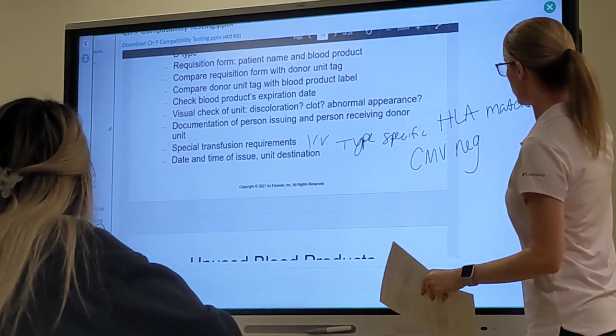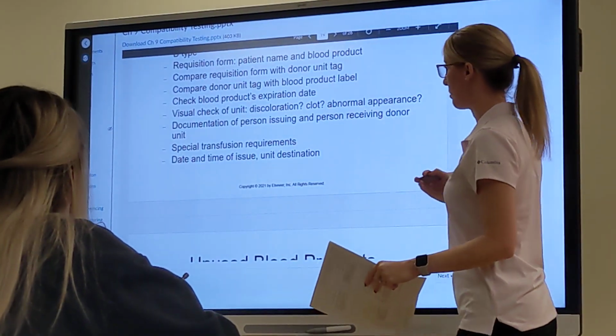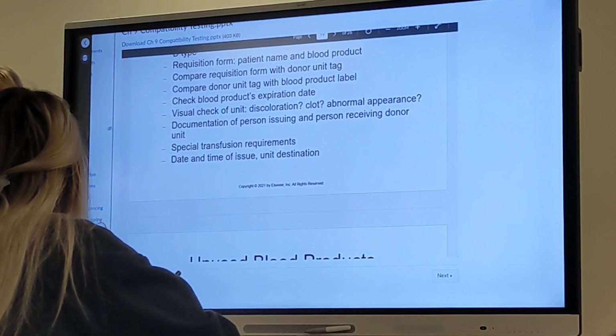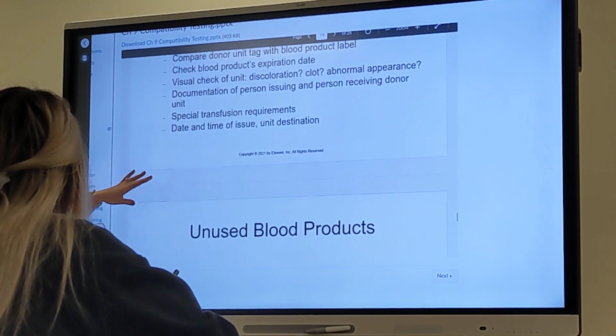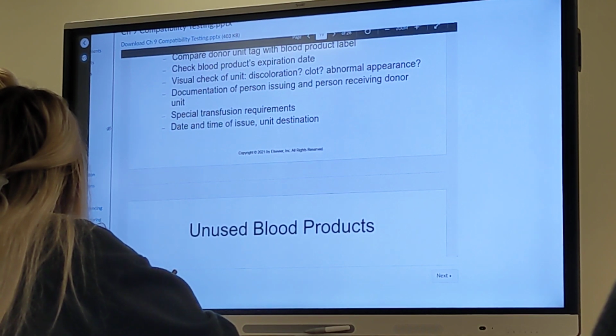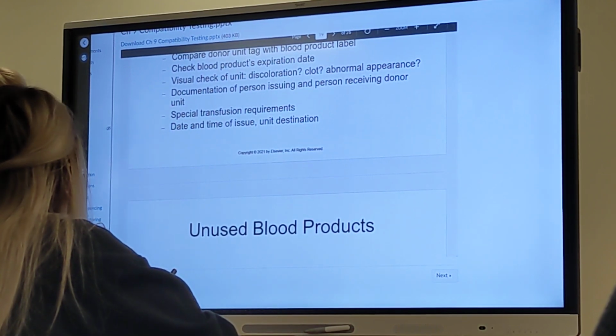So, what is type specific? If they say they're A positive, an A positive person can get any kind of platelets. Platelets do not have to be type specific. But if the doctor orders it type specific, then you have to give them what they order, because there's a reason the patient needs something special. So exactly A positive, you would have to get an A positive platelet.